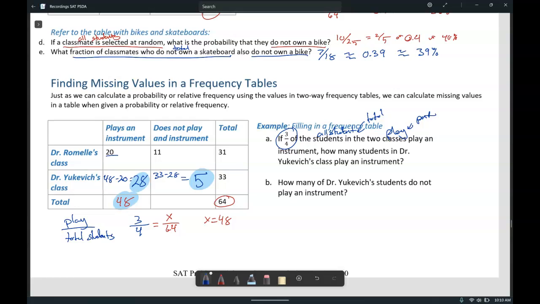Again, if 11 students do not play an instrument and 5 students do not play an instrument, if we add these cells up, we end up getting the 16 students total that do not play an instrument. And so then we can answer all of our questions that we may have. How many students in Dr. Yukovich's class play an instrument? 28. How many of Dr. Yukovich's students do not play an instrument? That's 5.